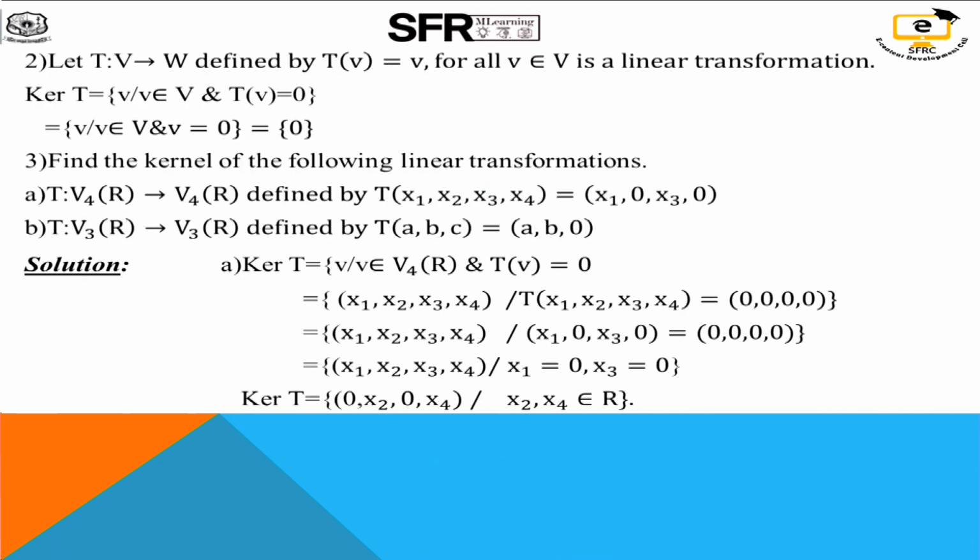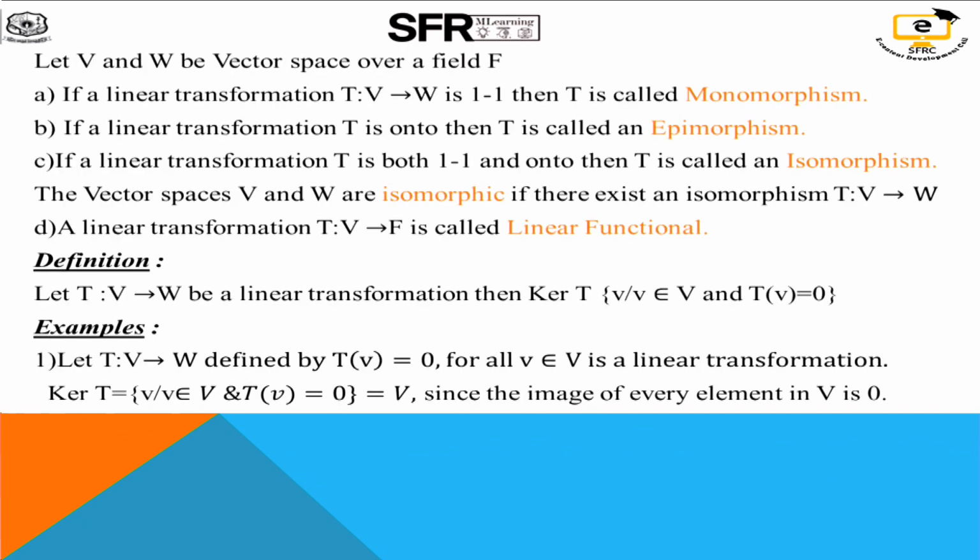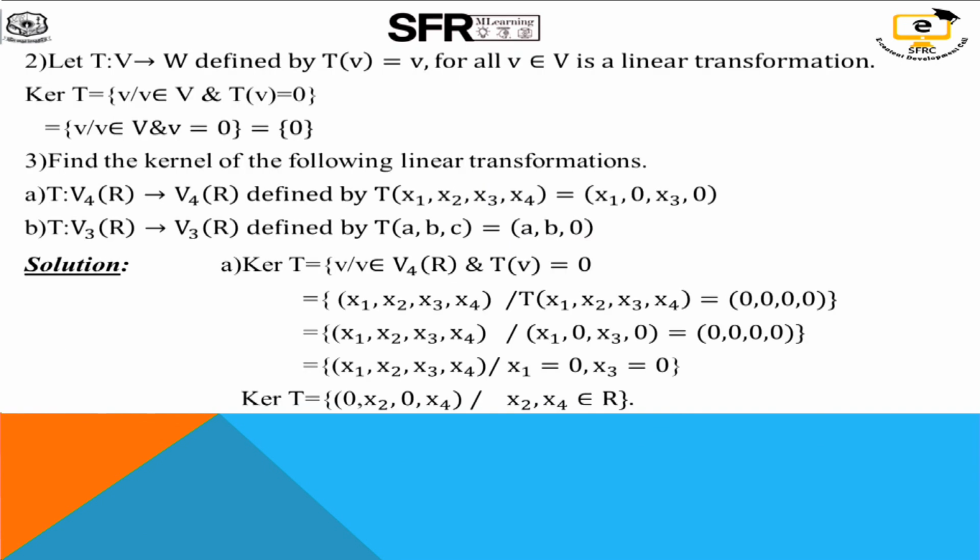The first example is the zero mapping, T of v equal to 0. This is a linear transformation. Here, if you define kernel T, every element in the domain has the image 0 in the codomain, so all the elements of V belong to the set kernel T. So we can say that kernel T equals V, because the image of every element in V takes the value 0. Now, in the next example, we consider the identity mapping: T of v equals v, every element in V takes the same image as itself. It is also a linear transformation. Here, if you find kernel T, the image is 0 only for the zero element, so the set will be just {0}.